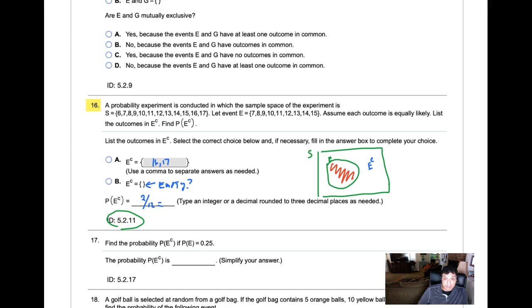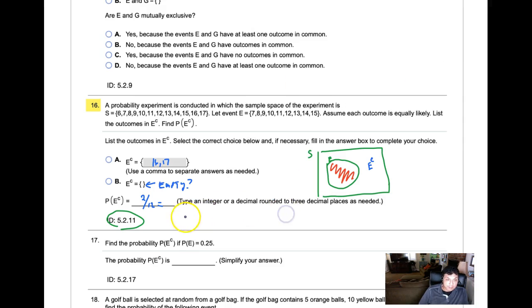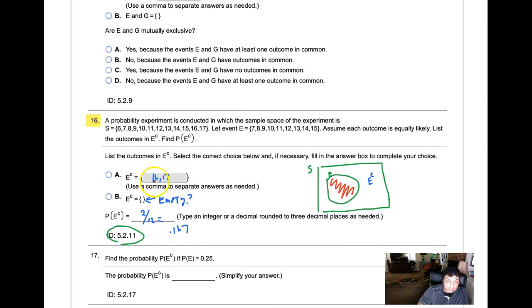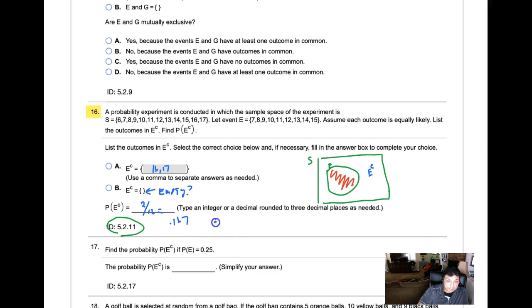And if we need a decimal to 3 places, that would be 2 divided by 12. I get 0.167. And so that would be the probability of the complement. The probability of getting something not in E is 2 out of 12, or 0.167, or 16.7%.